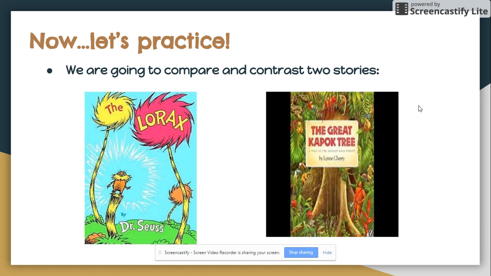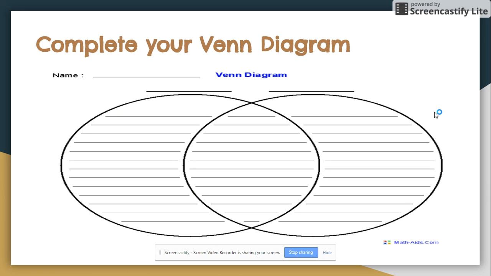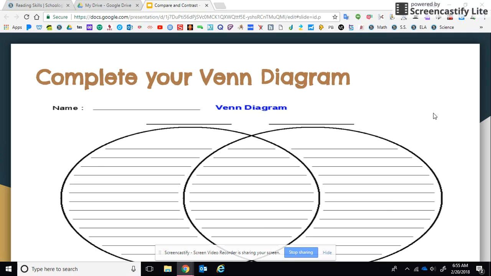Now you're going to have time to practice comparing and contrasting two stories. You're going to be reading the story The Lorax by Dr. Seuss, and you're going to also listen and read the story The Great Kapok Tree by Lynn Cherry. Then, once you're done, you're going to see something similar to this in a Google drawing. I will walk you through how you are going to add text and in which space you need to add it. But this is similar to the diagram you're going to see.